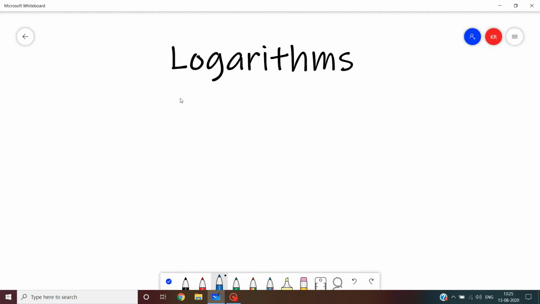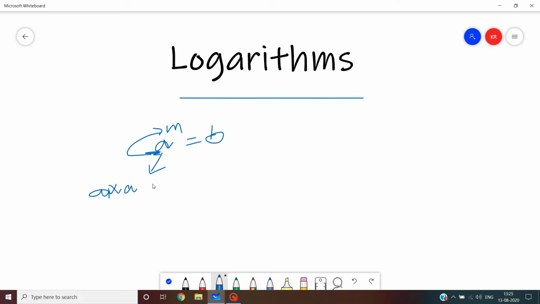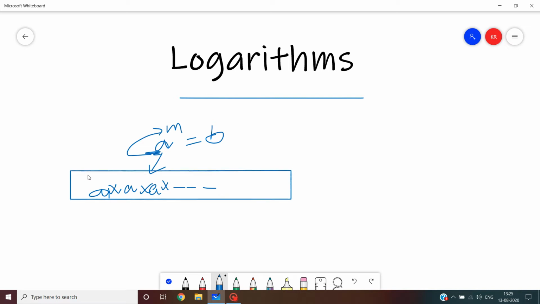Before going to logarithms, let me revise our last lecture on indices and exponents. The basic notation for indices is a power m equals b. What this means is that a has to be multiplied by itself m times. That is what index notation means. A is multiplied repeatedly m times, and b is the result after multiplying the numbers that many times.